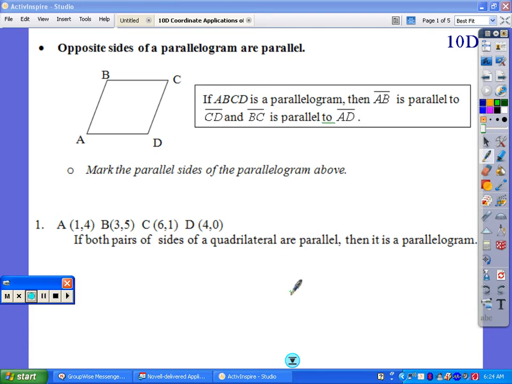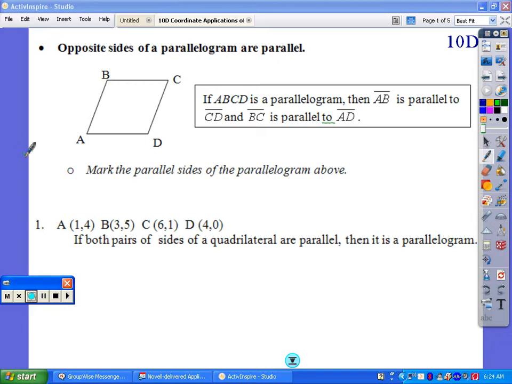Today we're going to learn how to prove a quadrilateral is a parallelogram using coordinate methods. So instead of getting a picture, they're going to give you 4 points on a graph and you need to determine if the quadrilateral is a parallelogram. So today we're going to use, again, the 5 methods to prove a quadrilateral is a parallelogram.